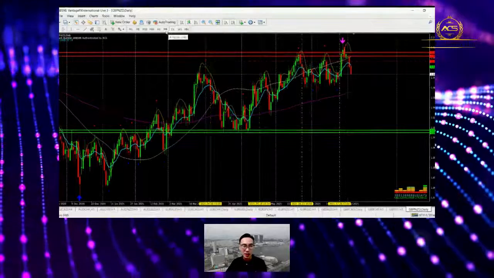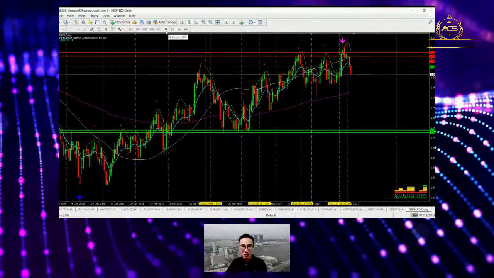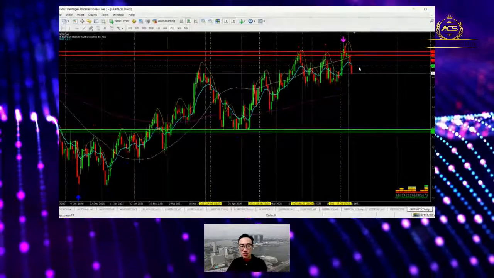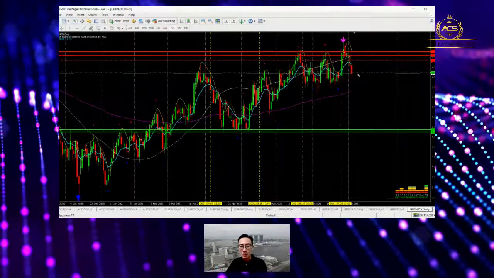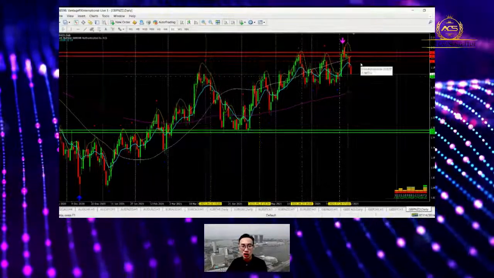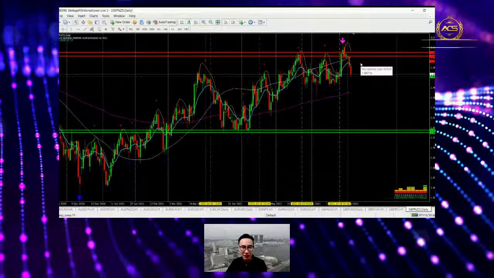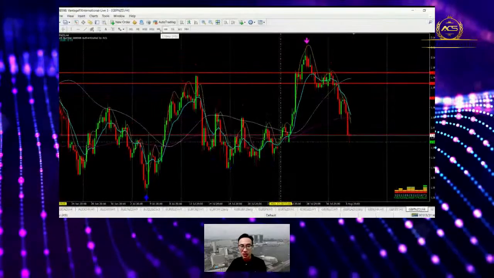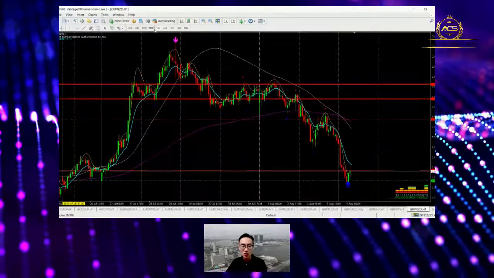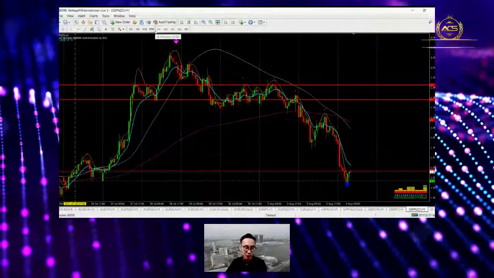Okay, so now let's take a look. Pound Kiwi. We are in the bear market right now. Bear market. Let me see. No, it's not a bear market. It's still in the bull run. Okay, it's still on the bull run today. All right, Pound Kiwi is still on the bull run today.